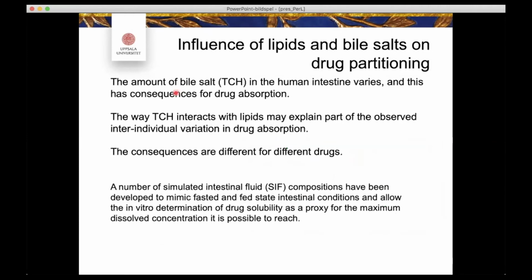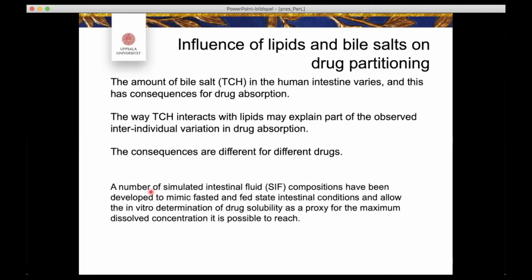So it seems that the amount of bile salt in the human intestine varies, and this has consequences for drug absorption. The way that taurocholate interacts with lipids may explain part of the observed inter-individual variation in drug absorption, in the sense that we get different absorption profiles, depending both on how much taurocholate we have free in solution, but also, for the drugs, on how much taurocholate we have previously inserted into the membranes. And this affects different drugs differently.